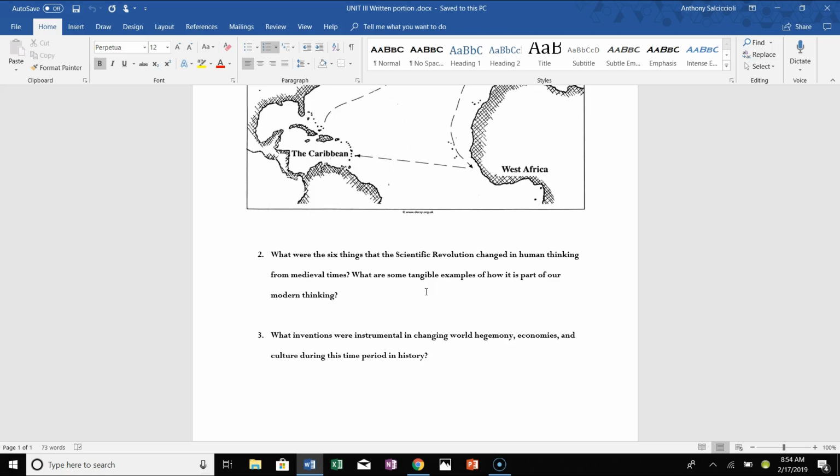Number 2 would be people starting to question religion for the first time, whereas before, if you remember, Copernicus had to release his findings on his deathbed, or during the Inquisition, people put on the strappado in the rack. I mean, really, religion couldn't be questioned. Now, a tangible example is you're in a Bible study and you ask the instructor a question. You ask, hey, why is that? You delve a little deeper. That would be a tangible example.